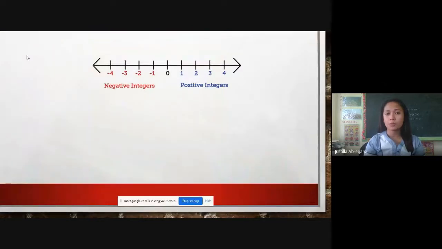Are you familiar with this illustration? What is this? Yes, it's a number line. The numbers that we see on this number line are called integers.